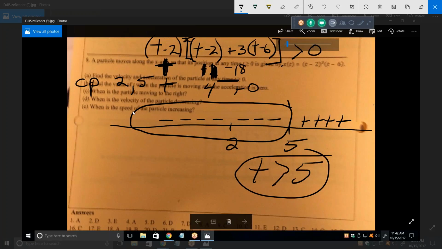But let's come back to this problem next time. We want to get a handle on that last part. That last part is on every test where they ask you about speed, not acceleration.